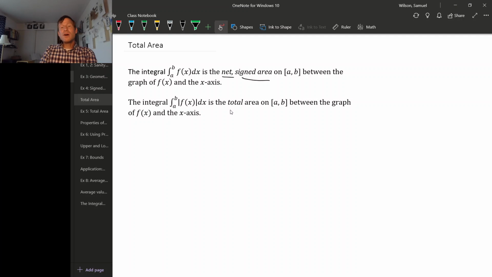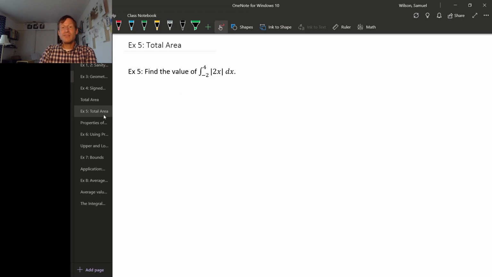If you actually want a total area and not a net signed area, that's easy to do. All you need to do is make sure that your integrand is never negative. And to do that, just throw some absolute value signs around it. That's an easy enough thing to do. So for an example of that, let's find the value of the integral from -2 to 4 of the absolute value of 2x.